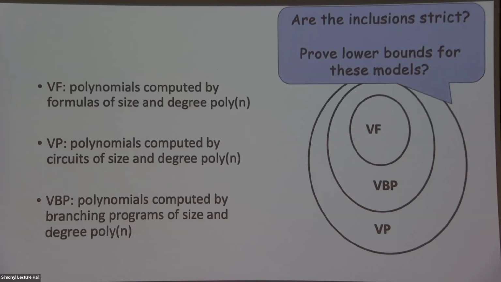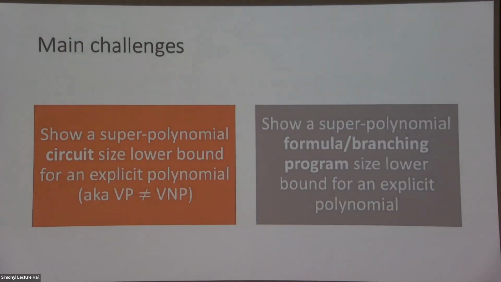We don't know general lower bounds for any of these models, or strong enough lower bounds. So it's a very interesting question to show that this inclusion is strict. And it's also a major open question to prove strong lower bounds for these models. I'll tell you what is known, and in the general models, very little is known. Some of you might have heard of the VP versus VNP question, which is the algebraic analog of the P versus NP question, which is to prove a super polynomial arithmetic circuit size lower bound for an explicit polynomial.